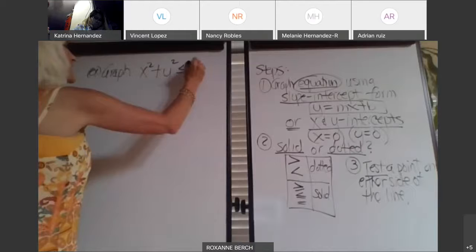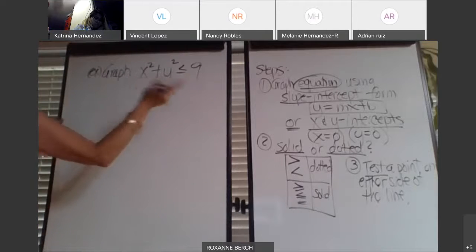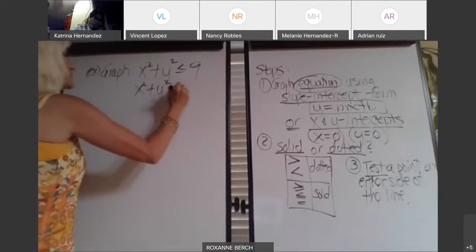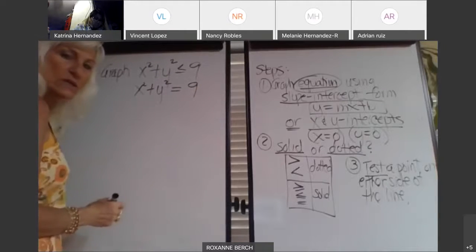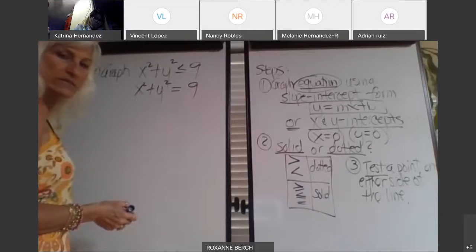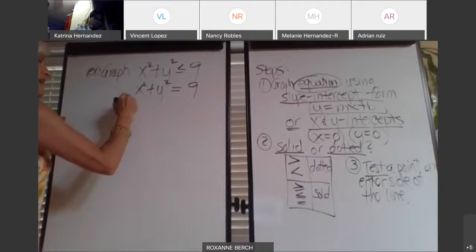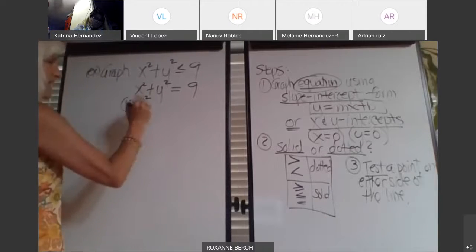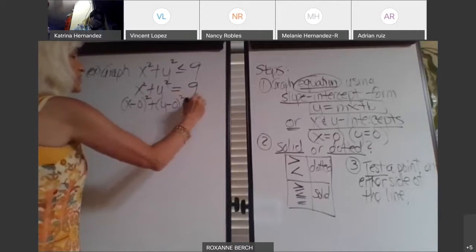All right, so let's take a look at this circle. What you want to do is follow the directions, graph the equation. And remember, with the circle, you need two things. You need the center and the radius. So this really means x minus 0 quantity squared, right? We could write it like that. And this really means y minus 0 quantity squared equals 9.